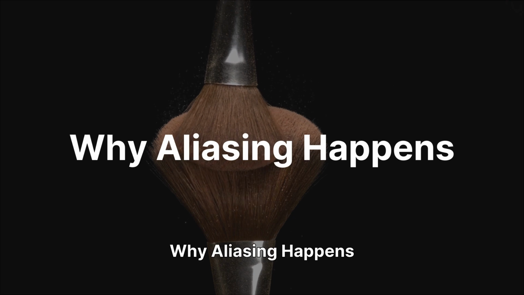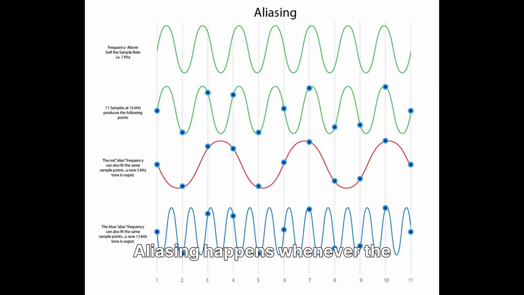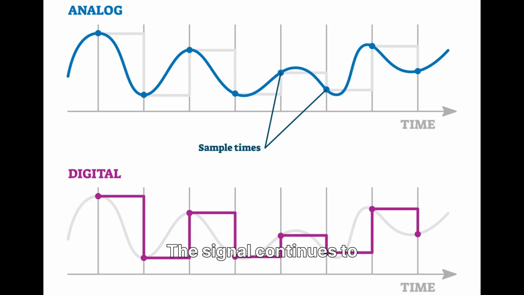Why does aliasing happen? Aliasing happens whenever the sampling rate, how often we capture data, is not high enough to keep up with the real signal. The signal continues to change, but the system recording it does not record fast enough to follow those changes. The system then guesses incorrectly, producing a distorted version.